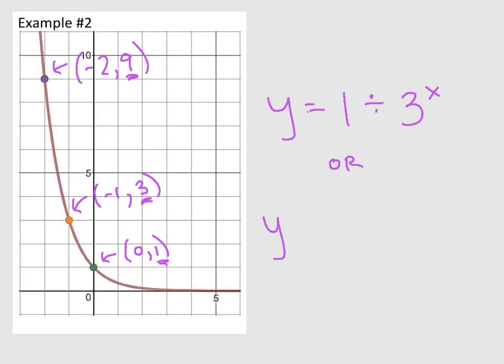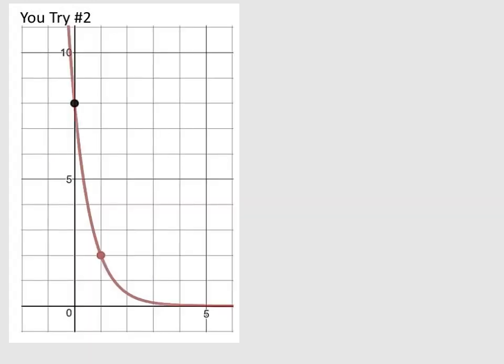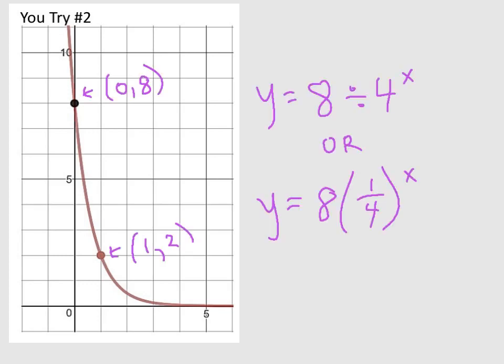Or, if we wanted to write it as a fraction instead, we would have 1 times 1/3 to the x power. Again, please pause the video and try this question on your own. And you should have gotten the answer of y equals 8 divided by 4 to the x, or if you wanted to write your common ratio as a fraction, you should have gotten y equals 8 times 1/4 to the power x.